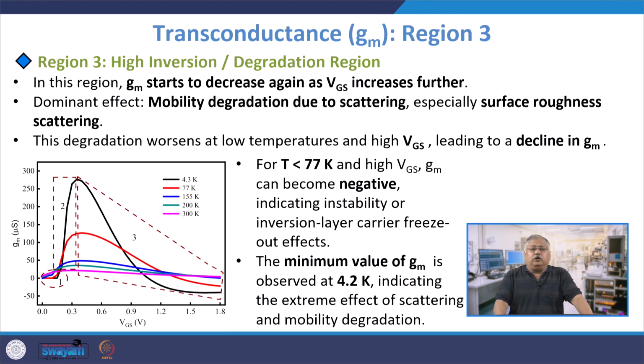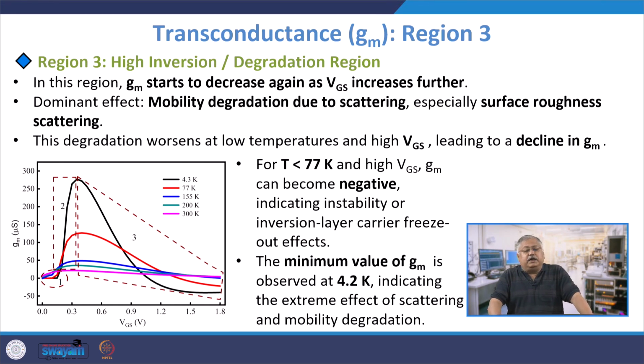Region 3 is where your transconductance starts to go down for increased value of VGS, right. This is where the mobility degradation due to scattering takes place, and this is primarily because of surface roughness. Why? Because at higher value of VGS, you are pulling the charge carriers very close to the silicon dioxide interface, and therefore the number of surface roughness based scattering events increases, and the mobility falls down, and therefore the drop is there. However, you need to look at that the rate of fall for a lower temperature is much larger as compared to that of the higher temperature.